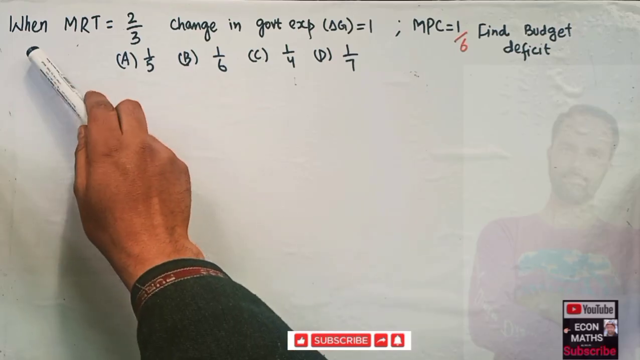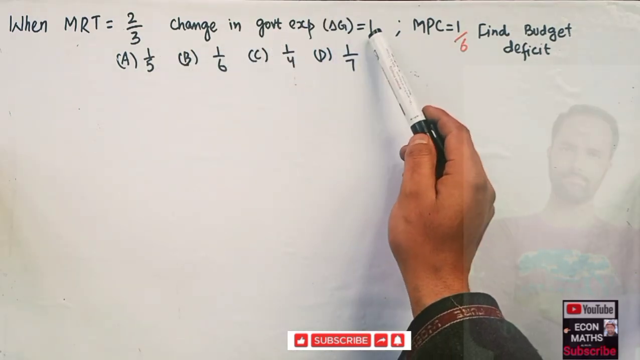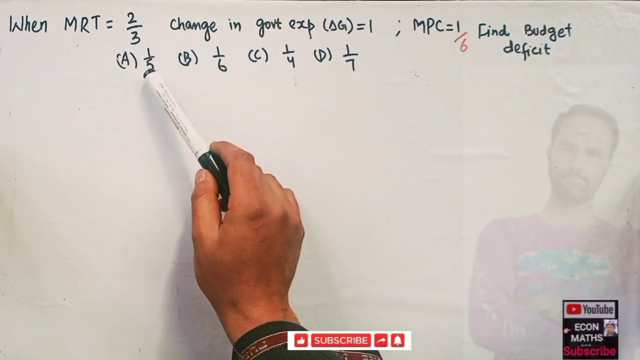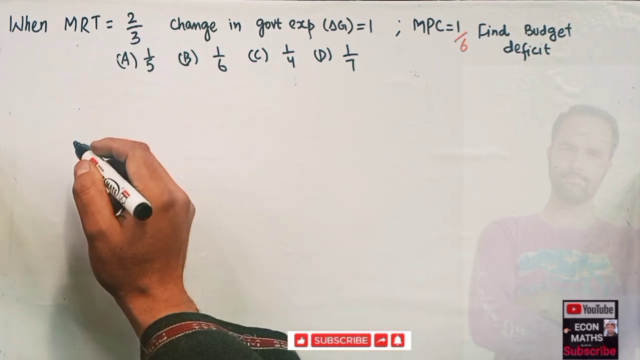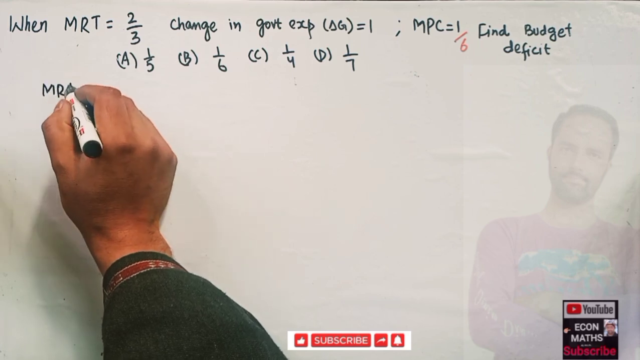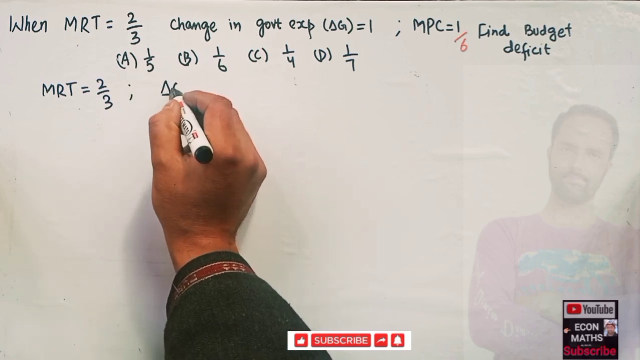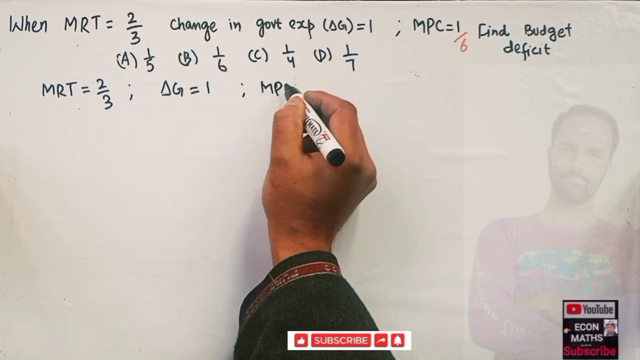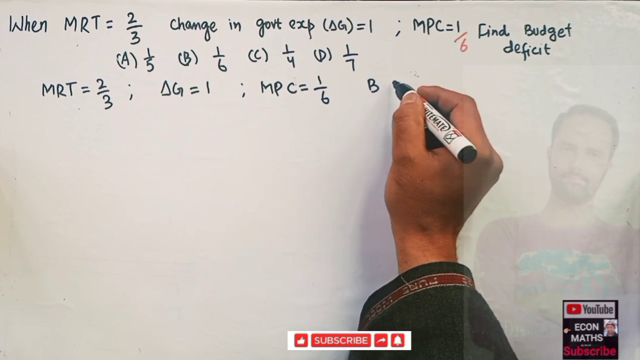The question is like this: marginal rate of tax is 2 upon 3, change in government expenditure, that is del G, is 1, marginal propensity to consume is 1 upon 6, find the budget deficit. The options are 1 upon 5, 1 upon 6, 1 upon 4, or 1 upon 7. So actually what we are being given here, marginal rate of tax is equal to 2 upon 3, our change in government expenditure is equal to 1, and marginal propensity to consume is given as 1 upon 6. We have to find out the budget deficit.